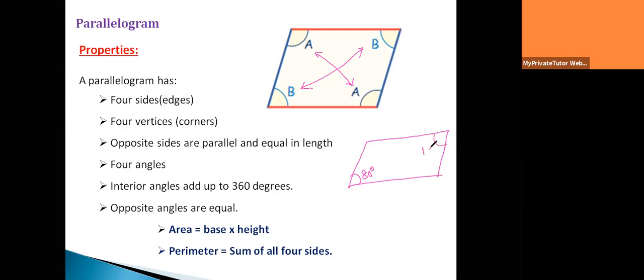And I hope you know how to find the other two angles, because all four angles add up to 360. So 80 and 80 becomes 160. So we're left with 200. The sum of these two angles is 200, so each angle is 100. These two are opposite angles, and as you see, the angles are equal. Do you understand that, Amira?